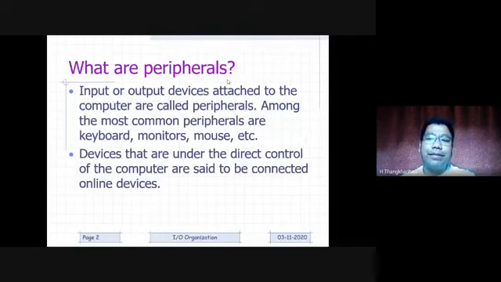Can I go to the next slide, please? Yes, sir. I hope so.